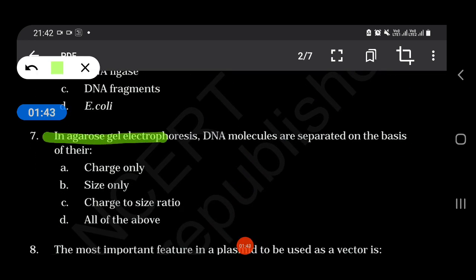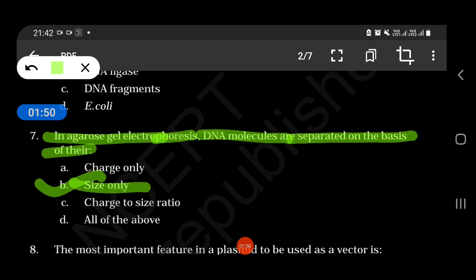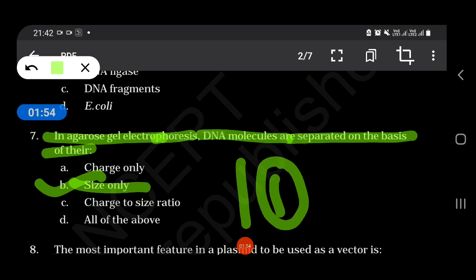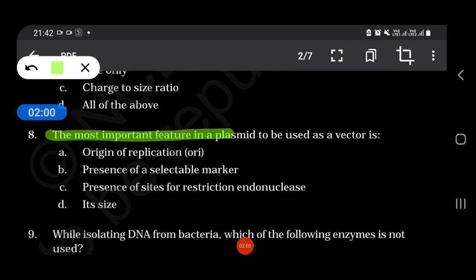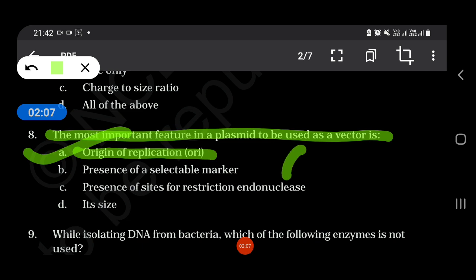In agarose gel electrophoresis, DNA molecules are separated on the basis of their size only, smaller and larger size. The smaller the size, the faster it moves. The most important feature in a plasmid to be used as a vector is the origin of replication, ORI.